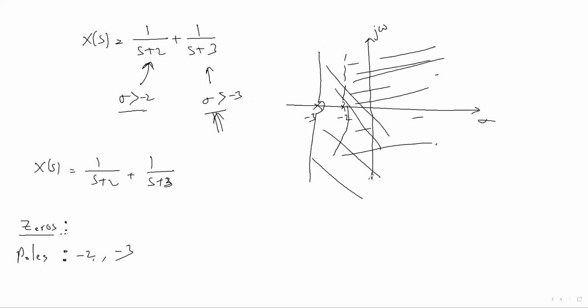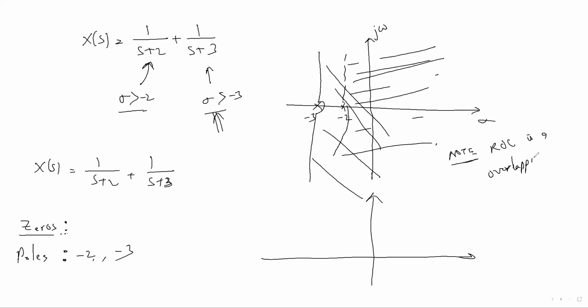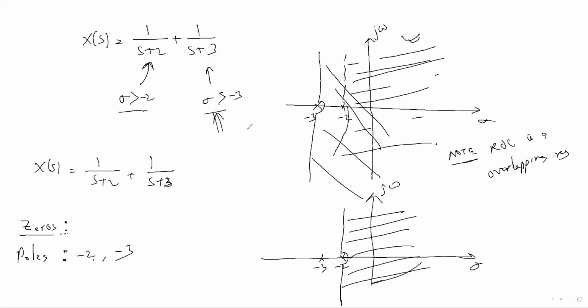By looking at that, you can write as a note that the ROC is an overlapping region. That's the thing you should know. So in this plot, what is the overlapping region? Our overlap region is nothing but greater than -2. So the overall ROC of the signal is sigma greater than -2.